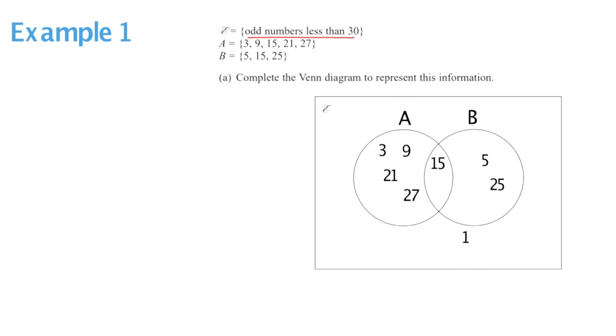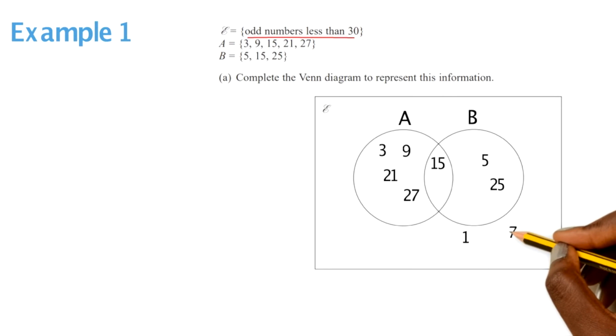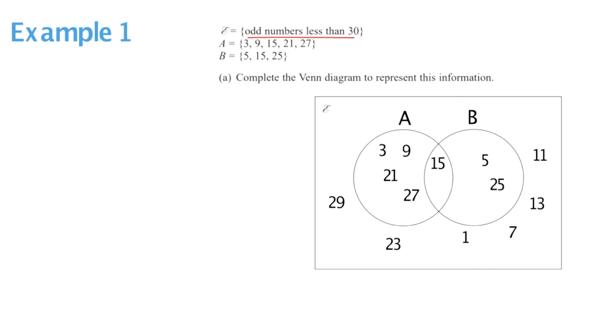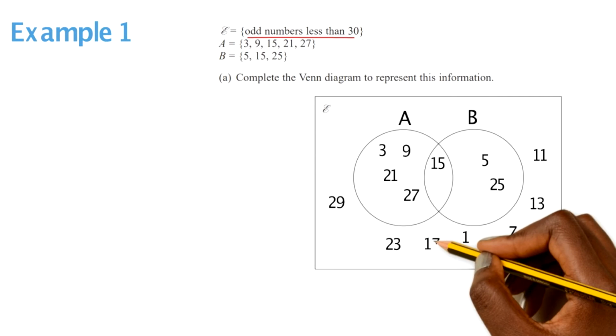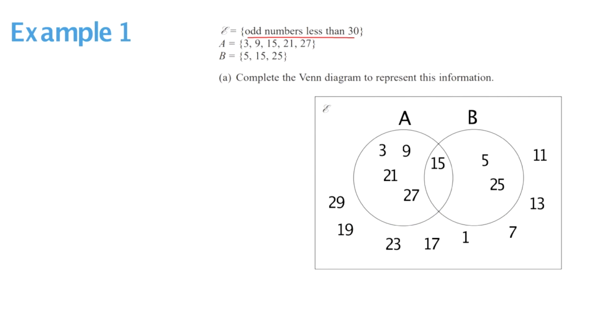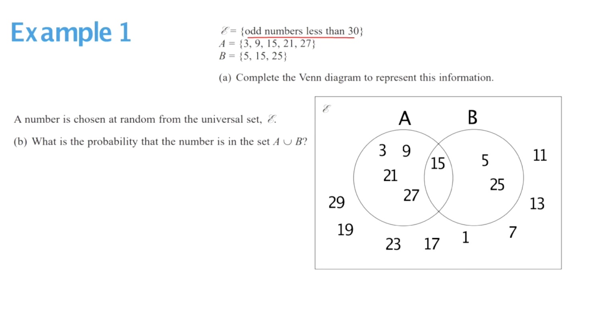Now, those on the outside is all the odd numbers less than 30. So you just literally have to go through all your odd numbers less than 30. The ones that are not in the circles are the ones that will go on the outside, which is the 1, 7, 13, 11, 23, 29, bit of 17, and 19 as well. So that's that answer.